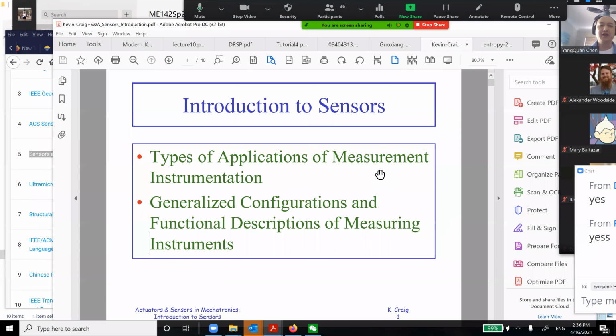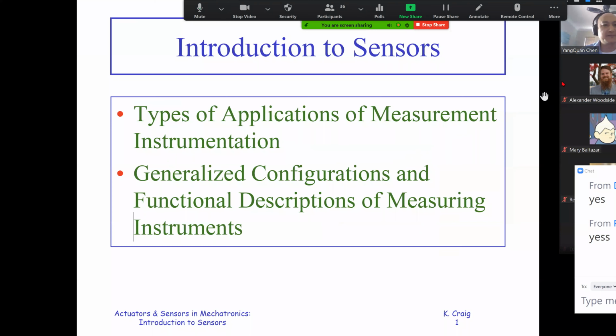So today, I'm going to do some basic background about sensors. Actually, there's another term, it's called transducers. So we are going to learn what the differences are, okay? What are the types and applications of measurement instruments? What is the generalized configuration of measuring instruments, okay?